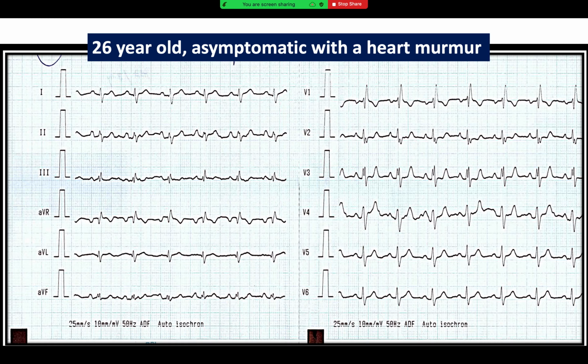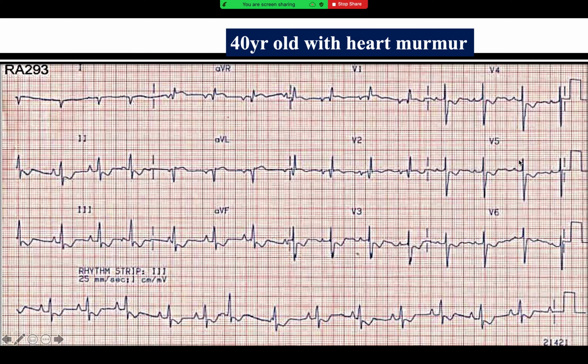Crochetage sign, as I said. So what is it? Crochetage sign with right axis deviation: ostium secundum ASD. Okay, let's move on to the next ECG. 40-year-old male with heart murmur.